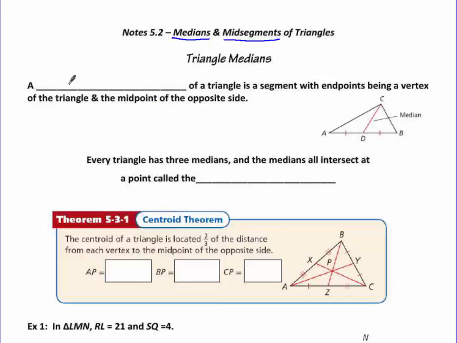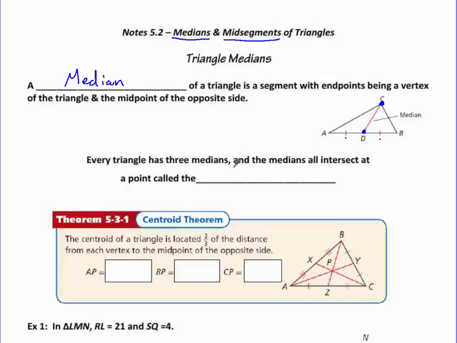So the first thing we'll talk about is a median. A median of a triangle is a segment with endpoints being a vertex of the triangle, so right here, and the midpoint of the opposite side. So this is the midpoint. The way we can tell it's the midpoint is because these tick marks indicate to us that these two segments are congruent, so that tells us that D is the midpoint of AB. Again, the median goes from the midpoint of one side to the angle across from it.